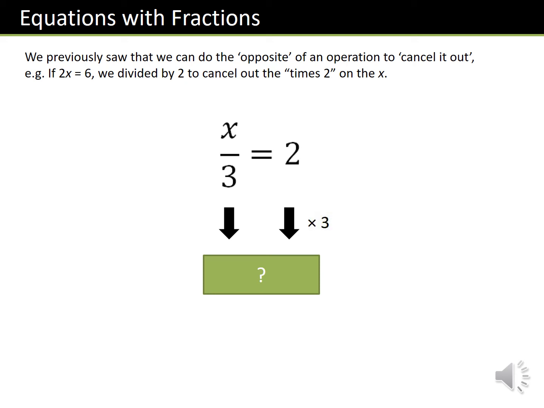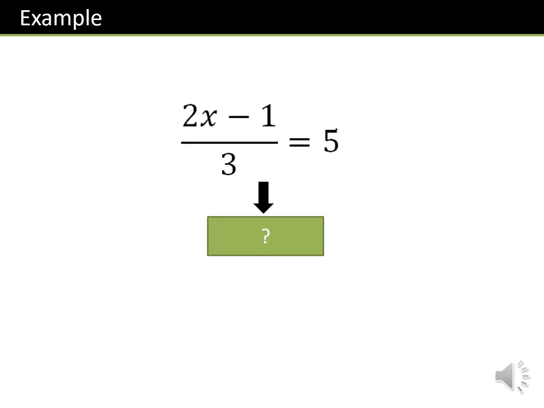So because we've got a denominator of 3 here, that's x divided by 3. The opposite of dividing by 3 is timesing by 3. So we can do that to both sides, and that just gives us the answer then, x equals 6. Because if we have x divided by 3, and then we times by 3, that just leaves us x. And then on the right hand side we've got 2 times 3, which is 6.